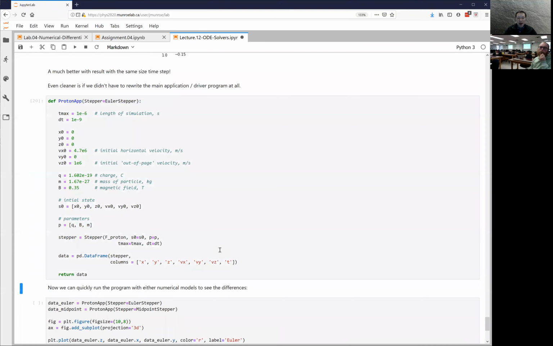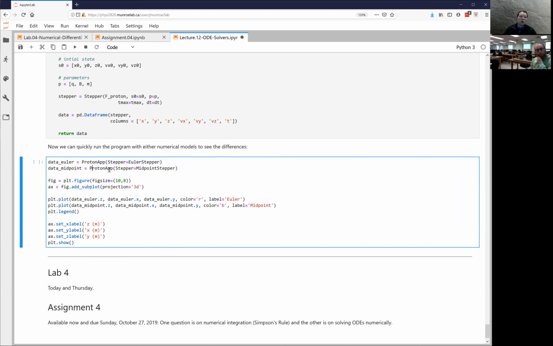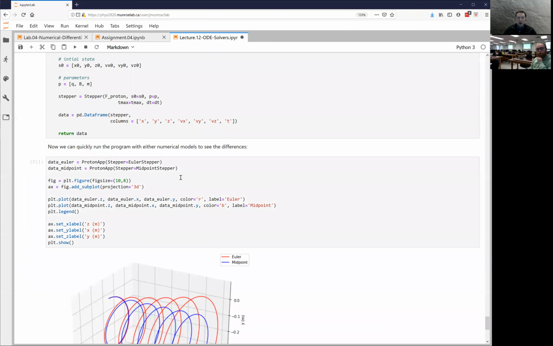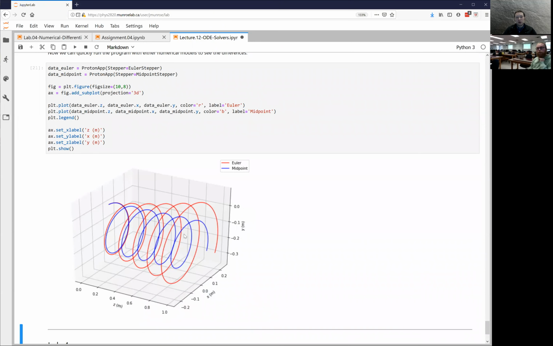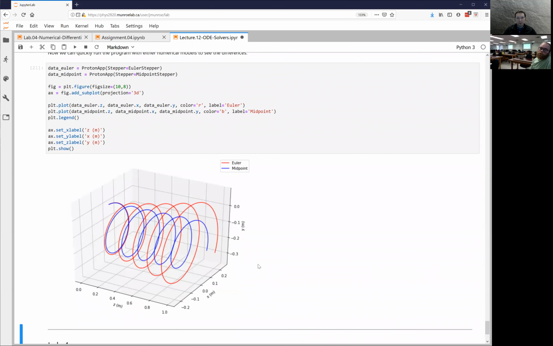So I can run that, and now what I can do is run the proton application with an Eulerian stepper, run it with a midpoint stepper, side by side right away, and compare the two. And be like, oh, that's the difference between the Eulerian stepper and the midpoint stepper all the way through.